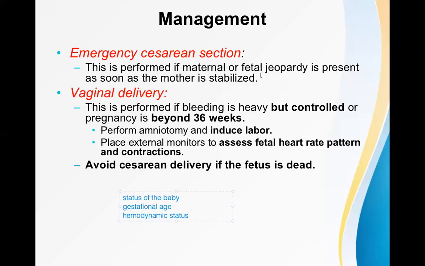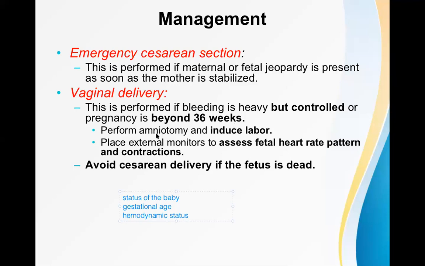Second point is fetal jeopardy. If the fetus is already dead, you don't do cesarean section during that time. You allow the baby to deliver by vaginal route. So these are the important points. Now, the second way of delivery is vaginal delivery, and this is performed if bleeding is heavy but controlled, or if pregnancy is beyond 36 weeks, meaning relatively nearing the full-term baby. And even if the baby is premature, after 34 weeks there is no real danger to the baby, I already told you. So vaginal delivery is preferred.